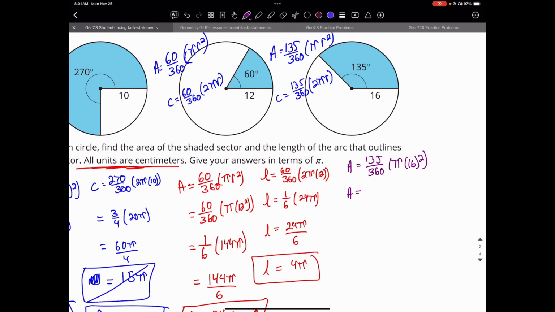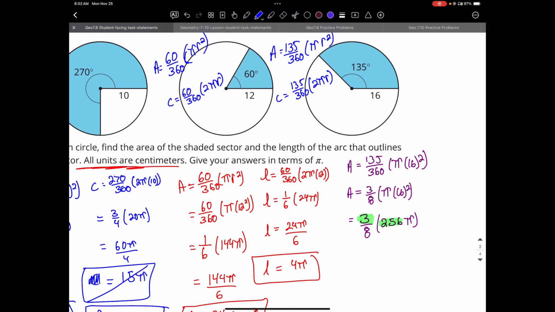So this would be A equals 3/8 times pi times 16 squared, right? So then 3/8, 16 squared is going to be 256. So 256 pi. So the next step would be, of course, multiplying 256 times 3 and then dividing by 8. But I know that 8 is a factor of 256.